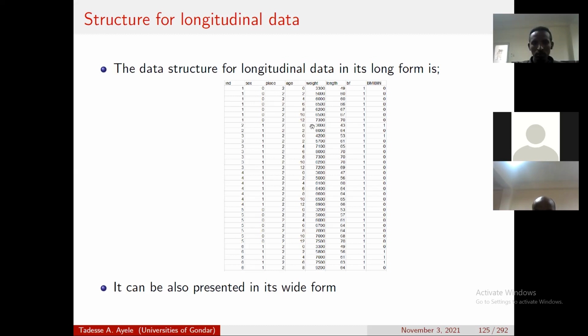A year after, she was 7.3 kilogram. So the 7 measurements are taken from the same subject, from the same child.